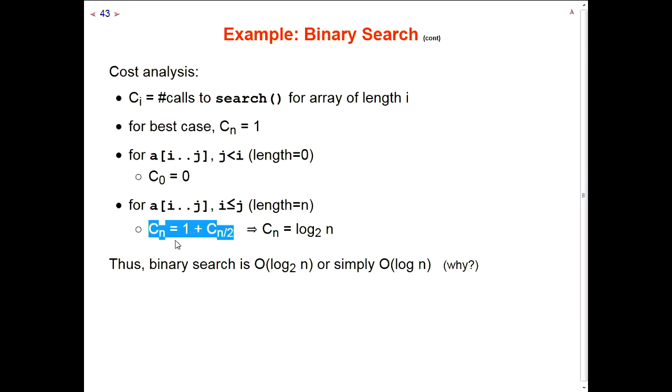So you see that C16, for example, requires 1 plus C8. And C8 requires another call plus C4. C4 is 1 plus C2. And ultimately, you get the logarithm, which is, if we start with 16, 4 calls. So binary search is O(log2 n), or as we can simply say, O(log n).